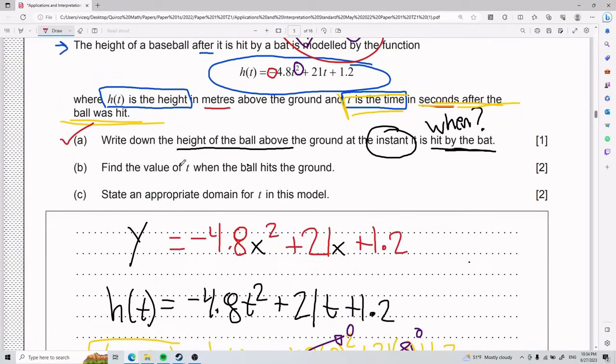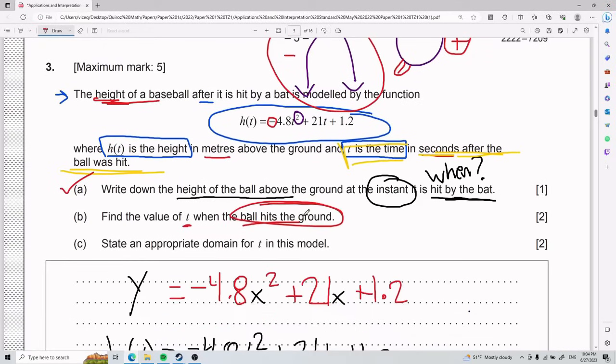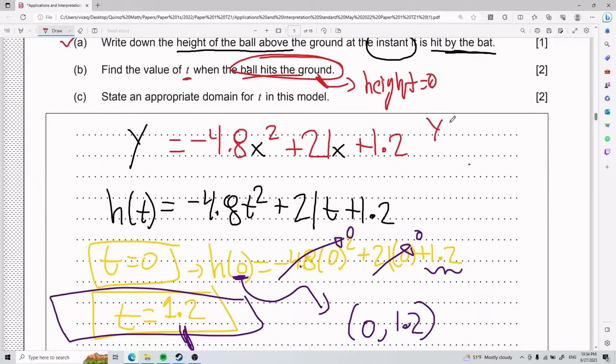Part B. Find the value of t when the ball hits the ground. So, when it hits the ground, am I talking about my y or my x? In this context, I would be talking about my y. Why would it be my y? Because y is height. So when the ball hits the ground, the ground is going to be a sort of height, and the ground will be height of 0. So how do I express height of 0? I express height of 0 by saying y equals 0.